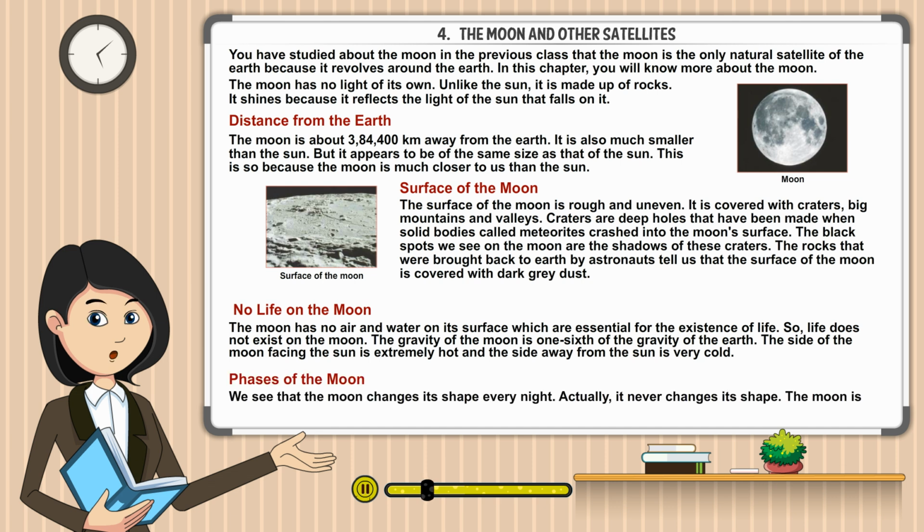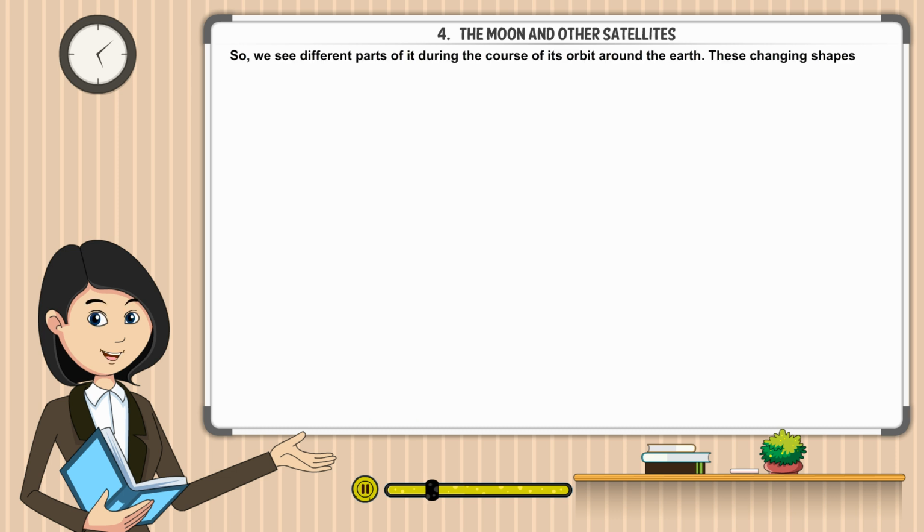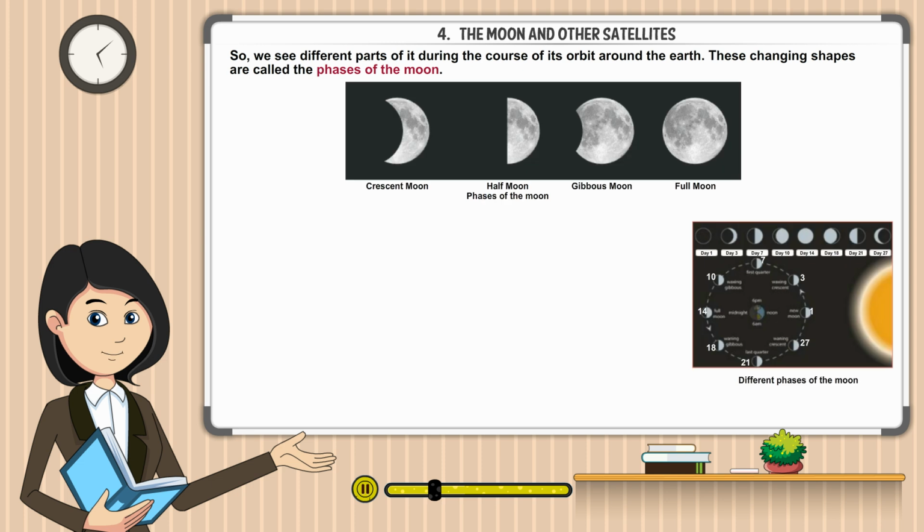Phases of the Moon. We see that the Moon changes its shape every night. Actually, it never changes its shape. The Moon is lit up by the Sun, but as the Moon moves around the Earth, the shape of the lit portion also changes. So, we see different parts of it during the course of its orbit around the Earth.